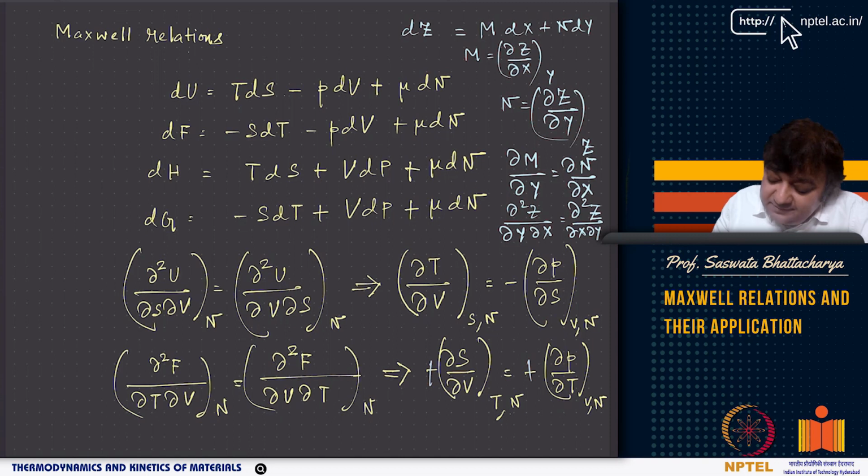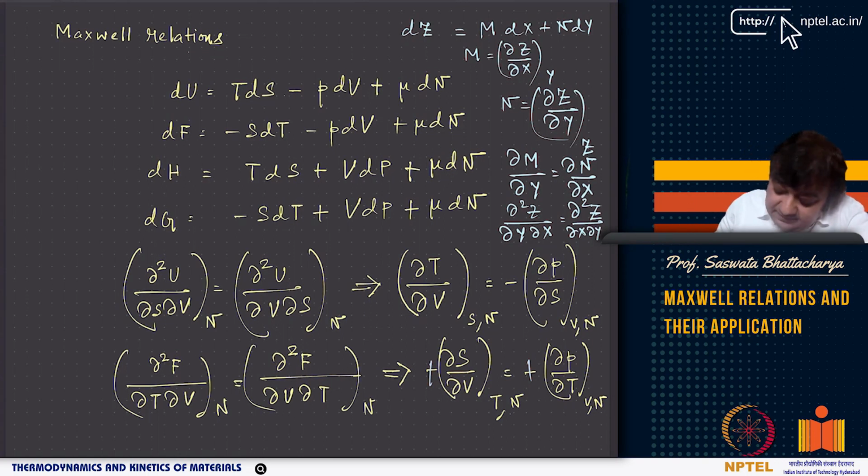Here, what we are basically replacing? We are replacing V by its conjugate, that is P, right? So basically we have T dS plus V dP and mu dN. And dG, where we are replacing S with T and V with P, then basically becomes minus S dT plus V dP plus mu dN. So these are four exact differential relations, right? These are the common thermodynamic potentials that are used in all thermodynamic analysis of simple systems, and you have dU, dF, dH and dG.